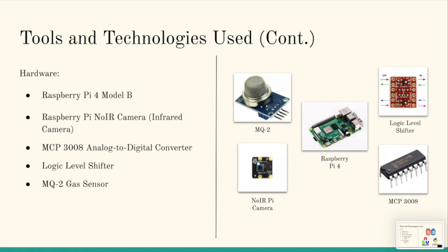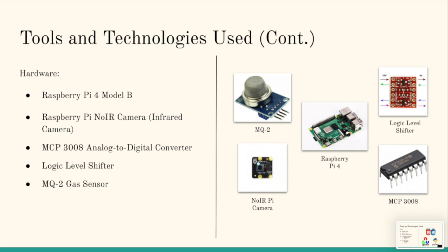As for hardware, we used the Raspberry Pi, which would be the brains of our security system. We also used a specific Raspberry Pi camera called the Noir camera, which has an infrared module to be able to view things in the dark more easily than regular Pi cameras.